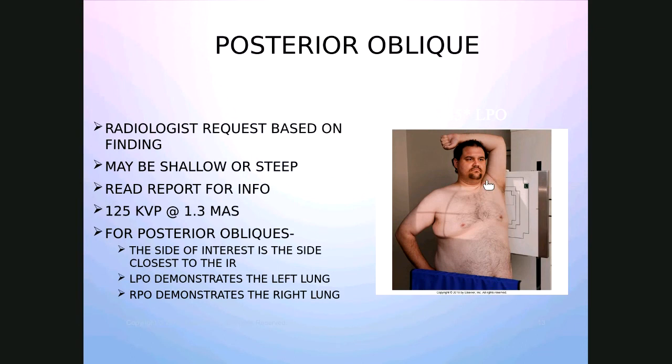And in this 45-degree LPO, they would be demonstrating the left lung. And if he was in a 45-degree RPO, we'd be looking at the right lung. So on anterior obliques, it's the side farthest that we're looking at. And on posterior obliques, it's the side closest that we're looking at.